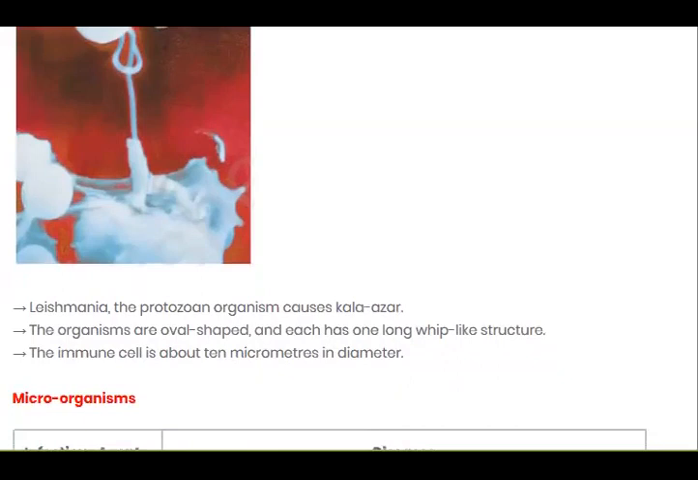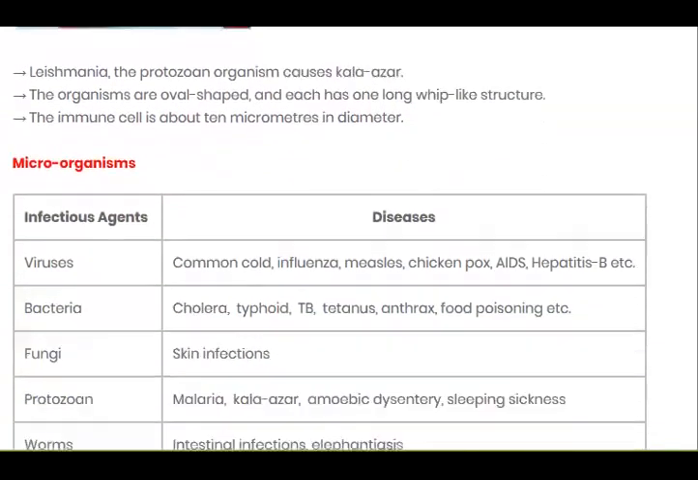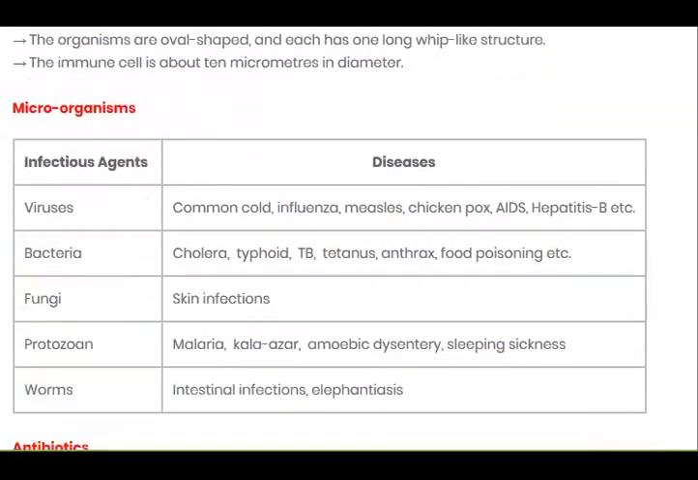Next, we go over to the microorganisms. What are microorganisms? Microorganisms, various types are there: viruses, bacteria, fungi, protozoa, and worms. As you can see on the screen, the diseases caused by the viruses, you can learn some examples: common cold, influenza, measles, chickenpox, AIDS, hepatitis B. You can add one more to that list now, corona.